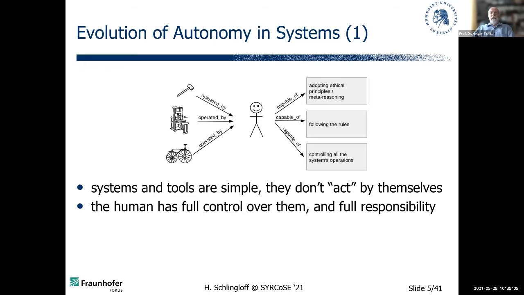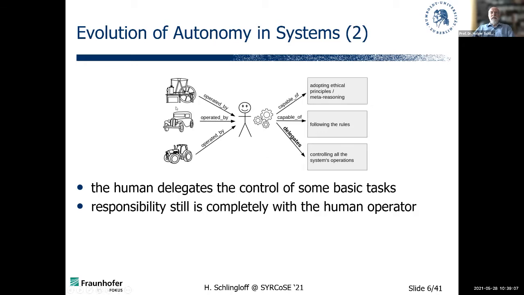But of course, as systems get more sophisticated, we have, let's say, cars or trucks or complex machinery, the human delegates the control of some basic tasks. So a car, you do not have to provide the power, but the power is provided by a motor. And so the human, in some sense, controls some of the system's operations, but still driving a car, you're responsible for following the rules, and also in exceptional cases, how to behave, it's your responsibility.